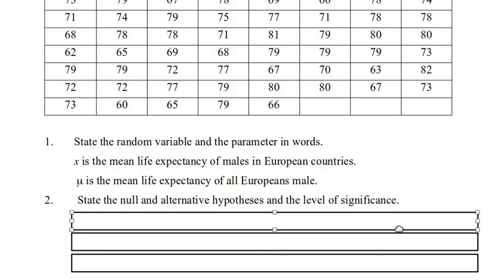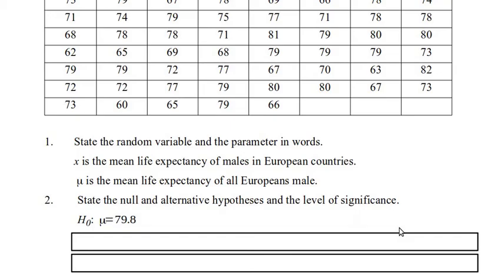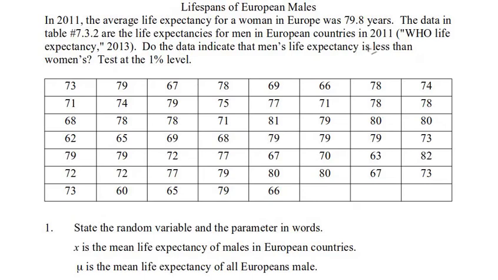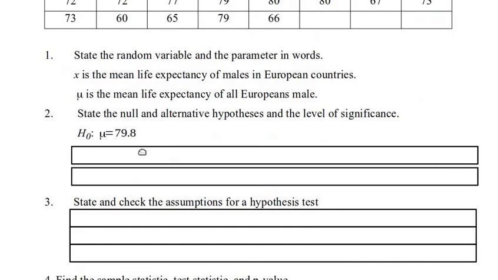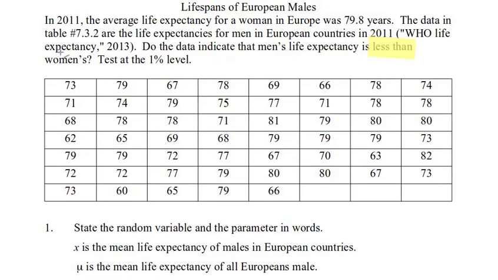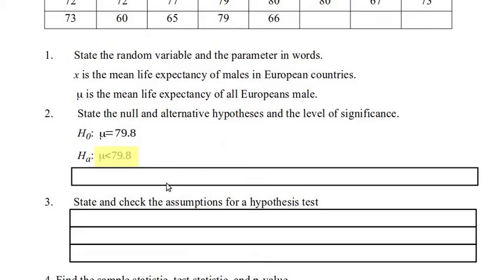So the null hypothesis is that there is no difference. That is, the mean life expectancy of European males is the same as the life expectancy of European females, namely 79.8. Now the alternative hypothesis is that the life expectancy is less than the life expectancy for women. So when we create our alternative hypothesis, we're claiming that the life expectancy for men, mu, is less than that for women. We were told that the level of significance is 1%, so alpha is 0.01.